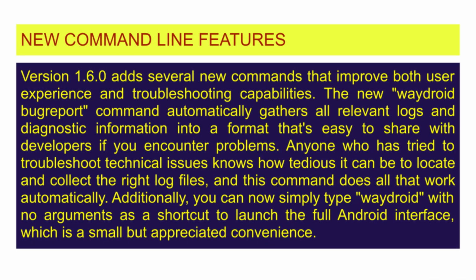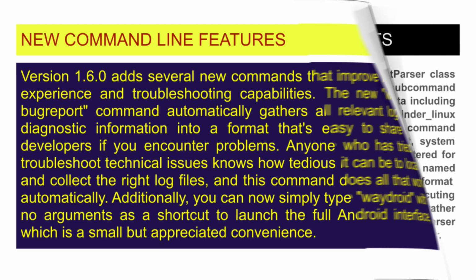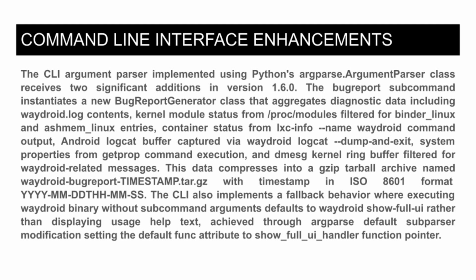Version 1.6.0 also adds a couple of new commands that improve the overall user experience. There's a new command called Waydroid Bug Report that gathers all the relevant logs and diagnostic information into a format that's easy to share with developers if you run into issues. If you've ever tried to troubleshoot a problem and been asked to provide logs, you know how tedious it can be to track down all the right files. This command does all that work for you automatically. There's also a new shortcut where you can just type Waydroid with no arguments and it'll automatically run Waydroid show-full-UI, which launches the full Android interface. It's a small convenience, but it's the kind of polish that makes software feel more refined.